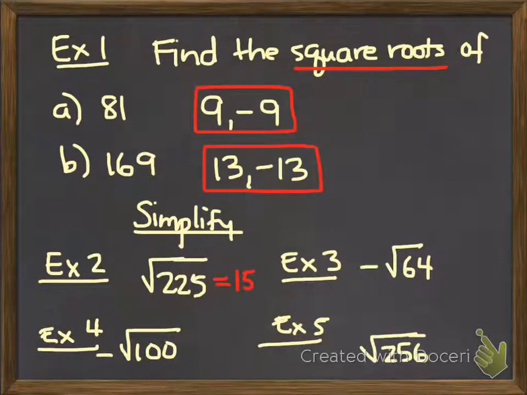On example 3, the negative square root of 64 is negative 8. Example 4, the negative square root of 100 is negative 10. And in example 5, the square root of 256 is 16.